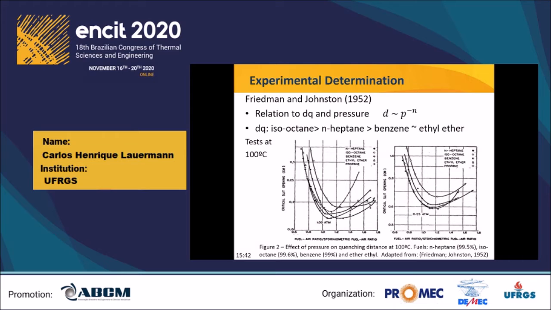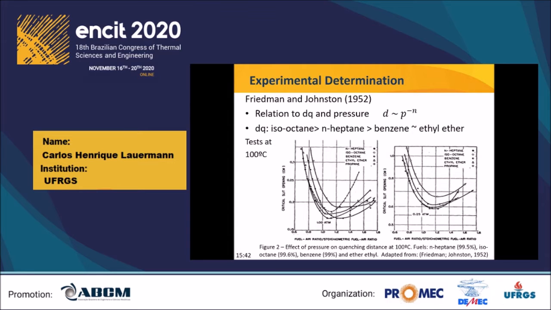Talking about the experimental determination, one of the first works developed was by Friedman and Johnston in 1962, which presents a relation between quench distance and pressure. They evaluated four fuels, and the quench distance was bigger for isooctane and reduced in size for n-octane, benzene, and ether.